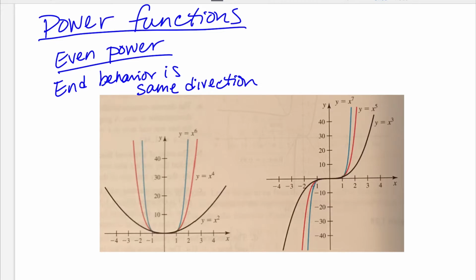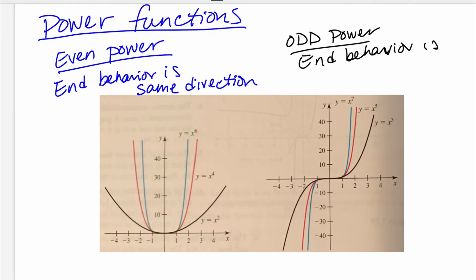We'll talk about transformations in a little bit. But here you have to the 6th, to the 4th, squared. If that power is even, then it's going in the same direction. If you have an odd power, what do you know about that? Yep, nailed it. End behavior is the opposite direction.